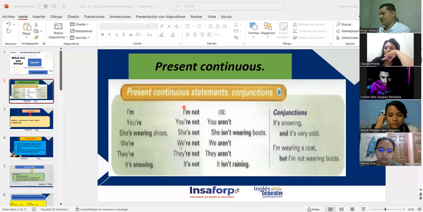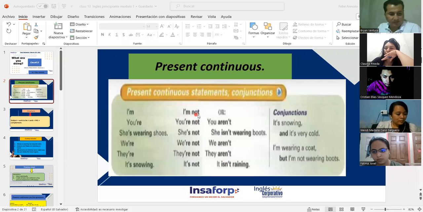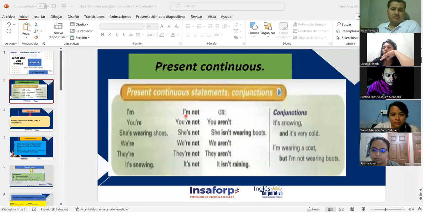Okay, let's go with the next one. Elias, usted me va a hacer la parte negativa, pero la forma larga. Y Brian Ventura, usted va a hacer la forma contractada, right? Elias, en este caso, como el I'm not no tiene forma contractada, Brian se le va a unir a usted hasta la segunda. You aren't, ¿ok? Van a ir one by one, uno y uno, ¿ok? Action.